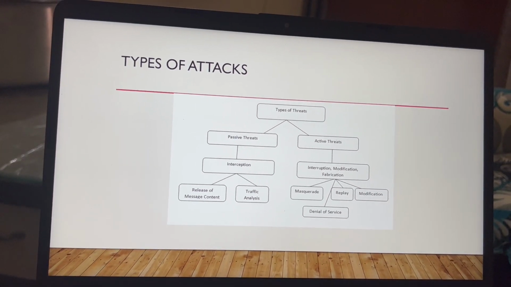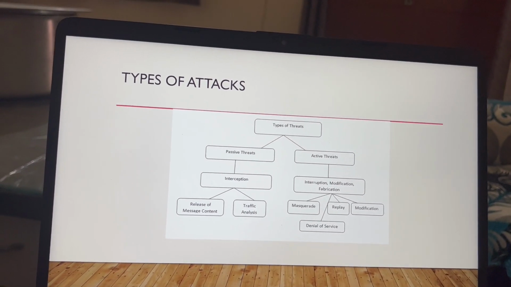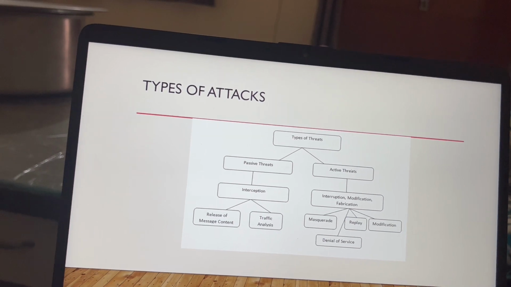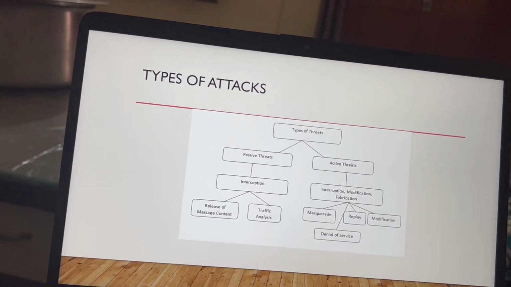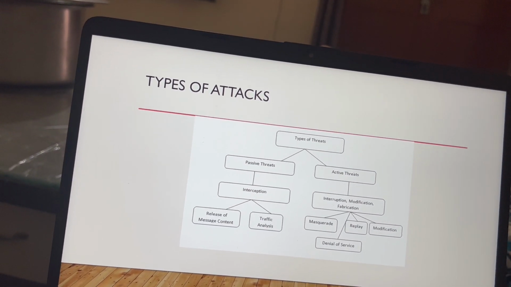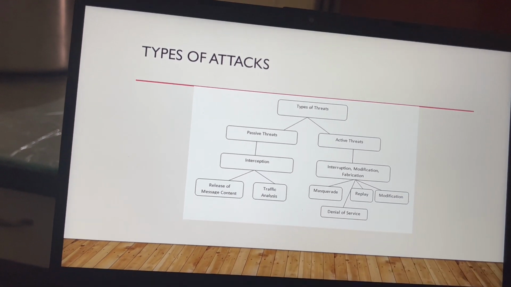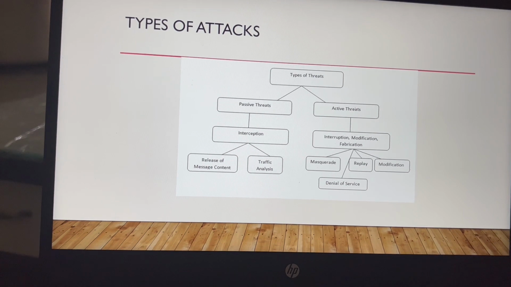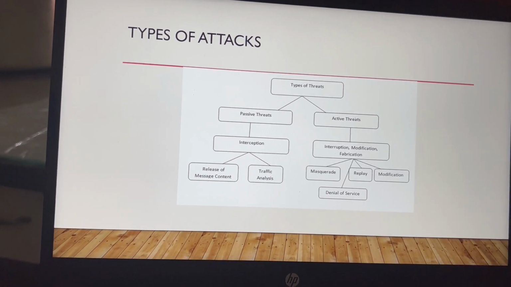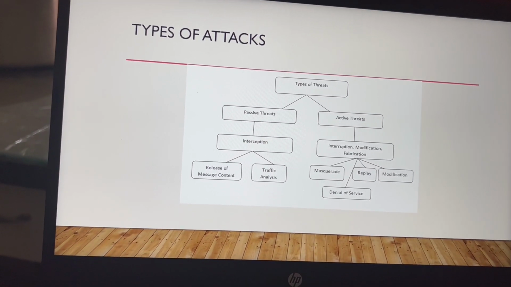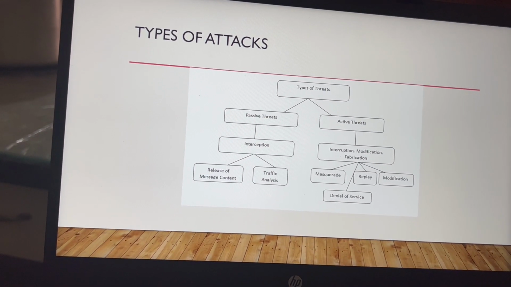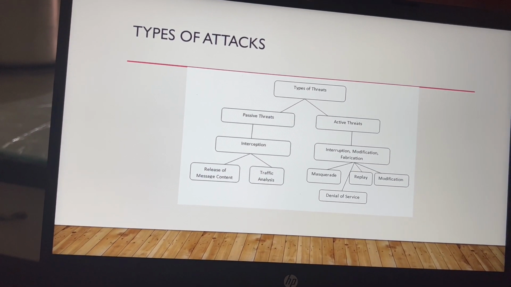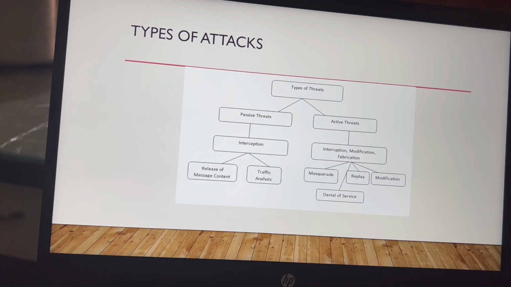Our active attacks are further divided into various parts. First one is masquerade. In this type of attack, a false identity is taken by the intruder in order to gain access to the data. Our second type of active attack is DOS, that is denial of service. In a denial of service attack, the intruder restricts the data from being transmitted to the original destination.